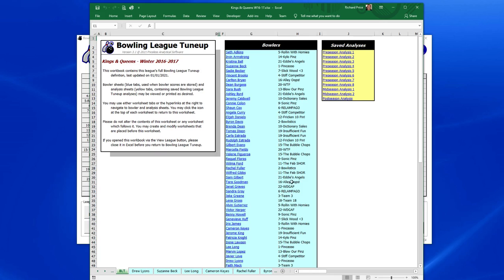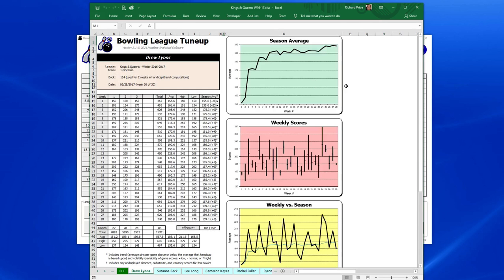We want to look at a bowler performance sheet. Might as well look at Drew Lyons since we looked at his scores before. This is Drew Lyons' bowler performance sheet. It shows his season at a glance here. Only shows 28 of the 30 weeks because we know that he missed the first 2 weeks. But it gives all sorts of statistics for each week on the right side and all sorts of statistics over the course of the season on the bottom.